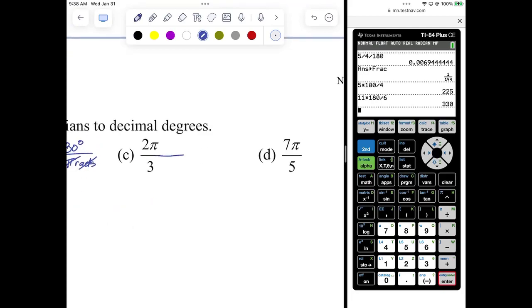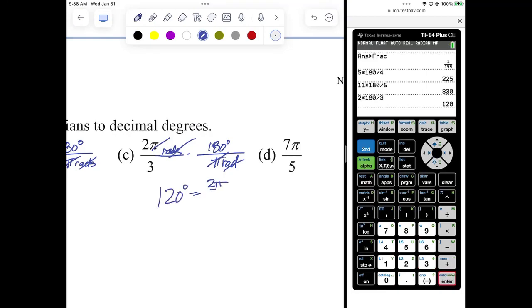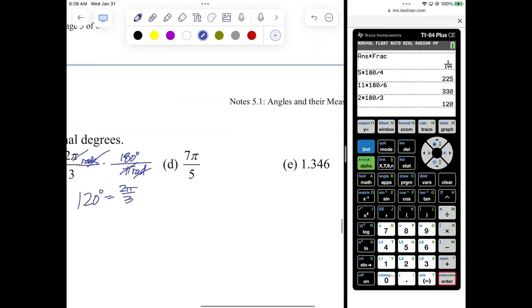All right, 2 pi thirds rads. I'm going to multiply by 180 degrees over pi rads. The rads divide out, the pi's divide out, and I'm left with 2 times 180 divided by 3, which is 120 degrees. That's another one you're going to end up memorizing. But for now, we'll just convert it. Those are equivalent. The next two you're not going to have to memorize, okay? But we'll convert them anyway.